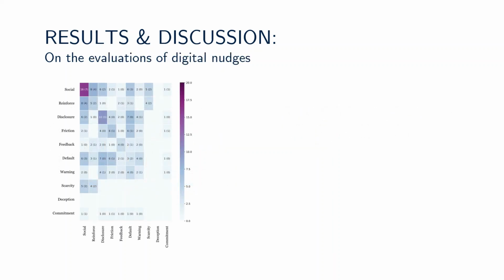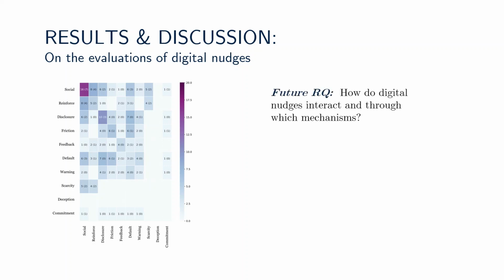Finally, here's a quick look at how digital nudges tend to be combined in the literature. Notice that there are a lot of knowledge gaps in this heat map. There are still many questions around how digital nudges interact. Do they cancel each other out when they're combined, or can they amplify one another when you use certain combinations? As a future research question, we're asking, how do digital nudges interact and through which mechanisms?